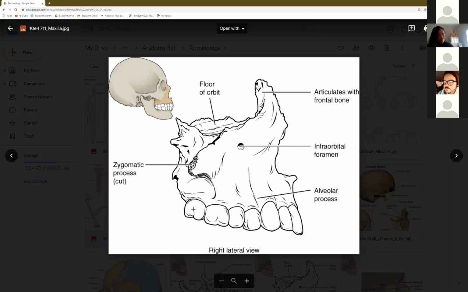So this is the maxilla here, and the zygomatic process is where the zygomatic arch connects to the cheekbone, where it grows into basically the cheekbone. And the alveolar process, remember, we have those both on the mandible and the maxilla. Those are basically these ridges where the roots of your teeth are underneath. Infra means inferior, so the infraorbital foramen is this hole that is below the orbital bone of the skull.